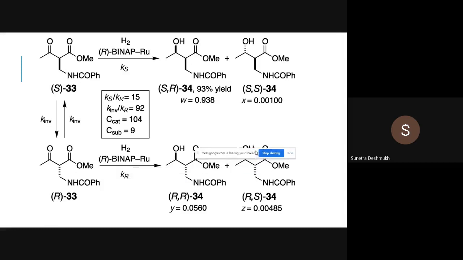Next example, hydrogenation with BINAP as a chiral ligand on the ruthenium. Reduction of this hydroxyl group, we will get a meso compound in 93% yield. And here the carbonyl group. The chirality of this NHCOPh is different on both, and we will get the product of both of these molecules. We will get enantiomers in both of these cases.